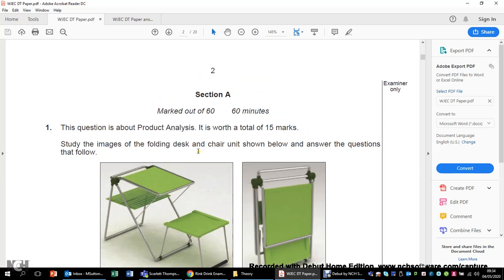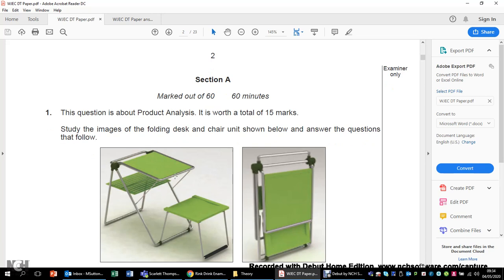So, question 1. This project is about product analysis. It is worth a total of 15 marks. Product analysis is a cornerstone of engineering and product design. It is such an important part, and you will be having a question similar to this in your exam. So don't think this is unusual, and it was one of the reasons why I have really pushed product analysis as much as I possibly can.